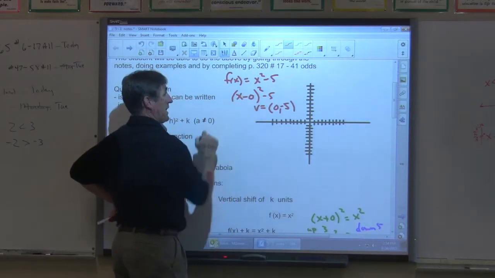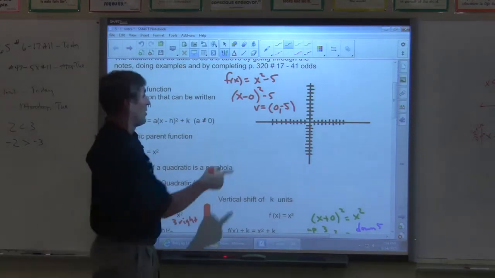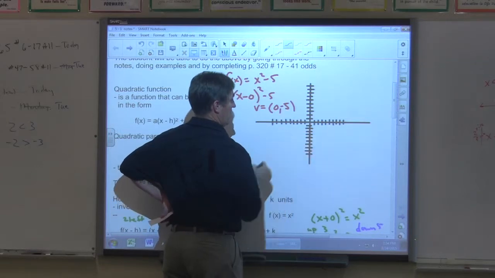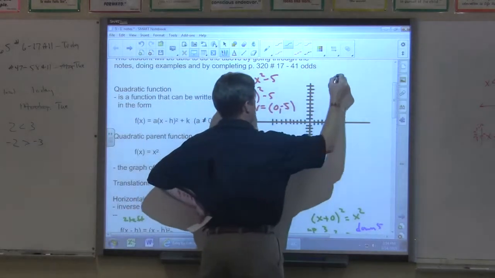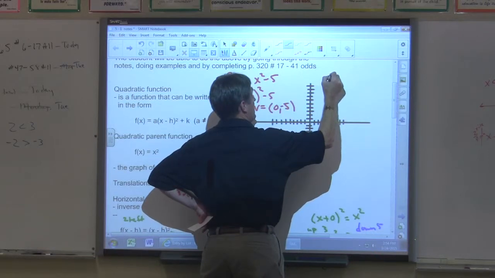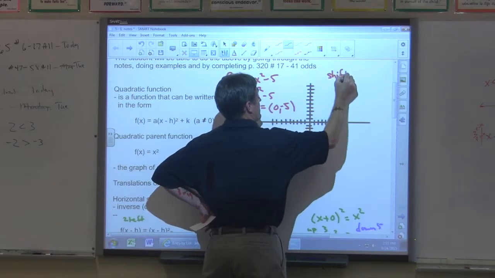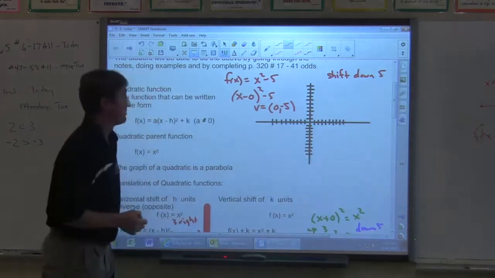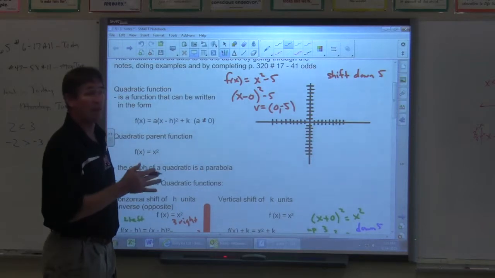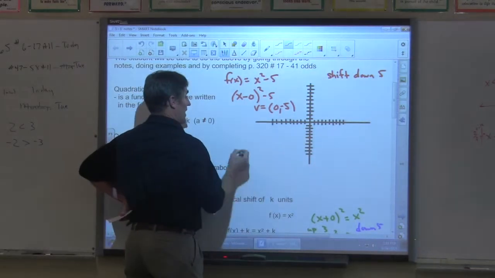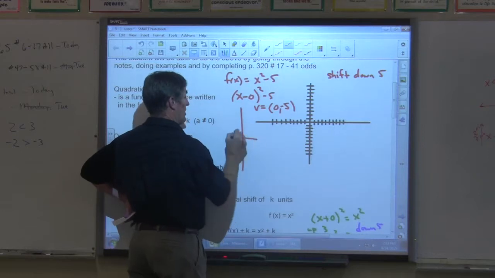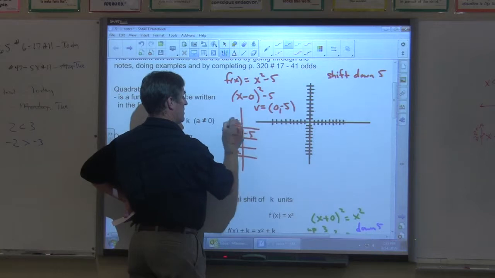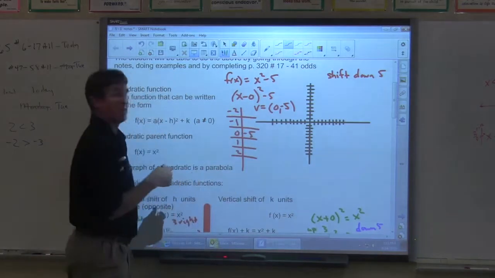If it helps you to write that, then by all means do. But we know our vertex is going to be located right there. So our transformation, in this case, is going to be that it shifts down 5. Now we have to graph this. We already have the vertex. So again, starting at (0, -5), you could plug in the numbers and work that out.